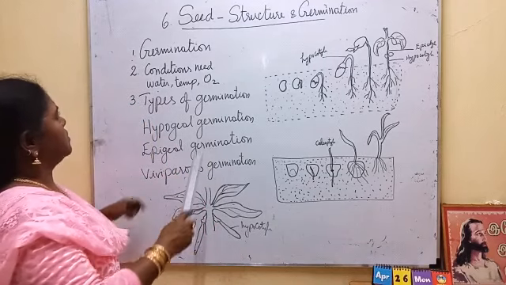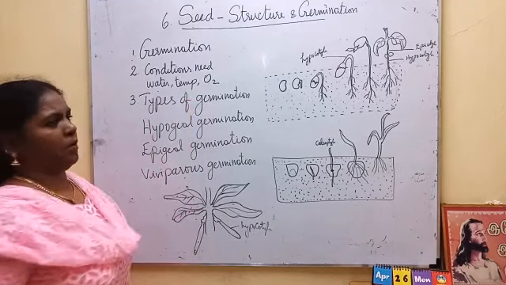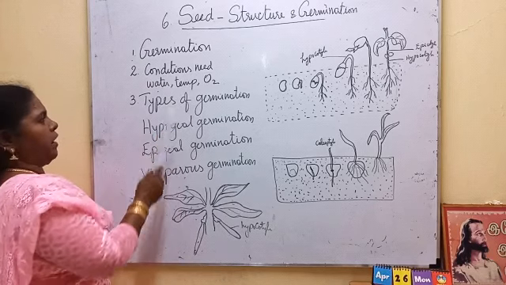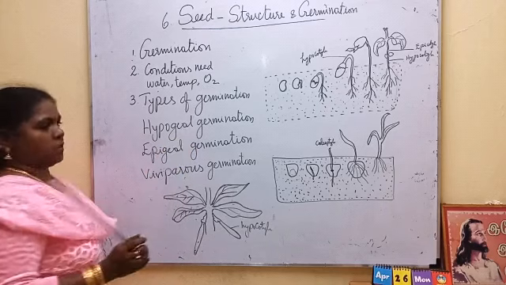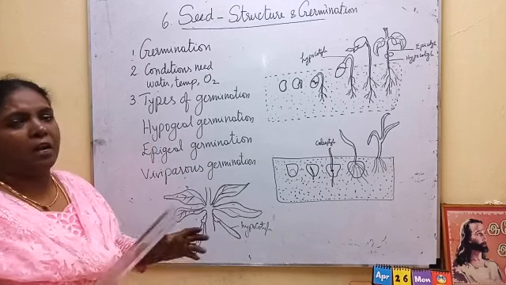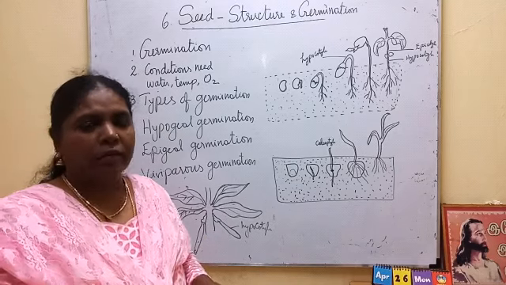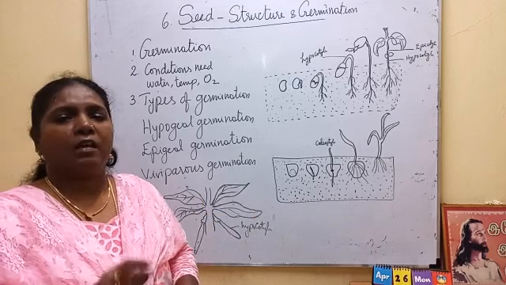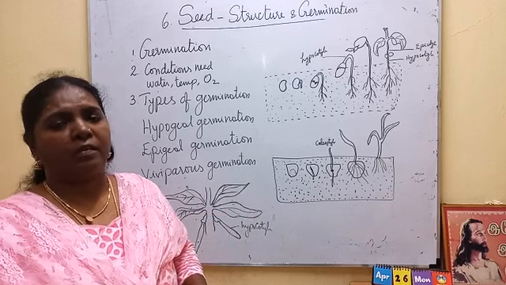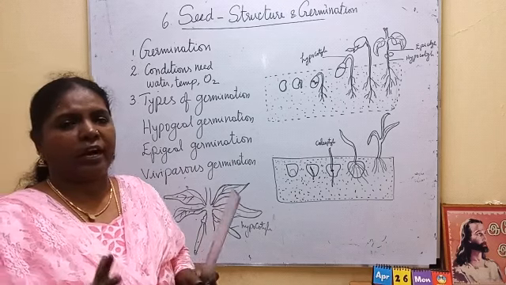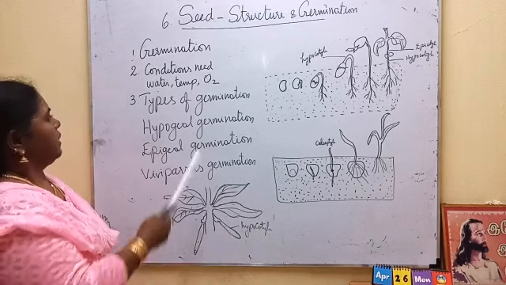What are the favorable conditions? The conditions needed are water, temperature, and oxygen. When water is available, the seed will imbibe the water and the seed coat bulges. Then the plumule will come out through the cotyledon and the radicle will come out through the micropyle. The cotyledon bulges.